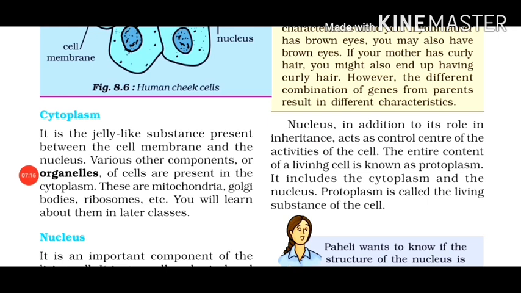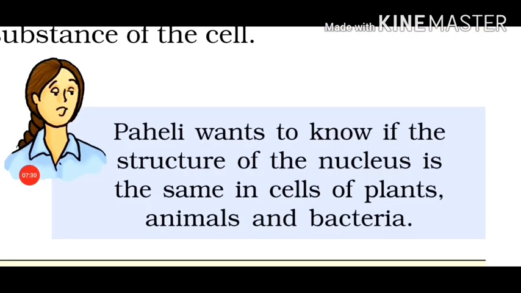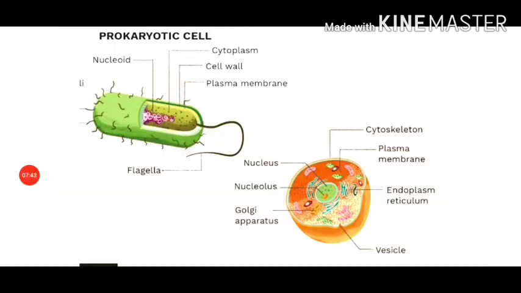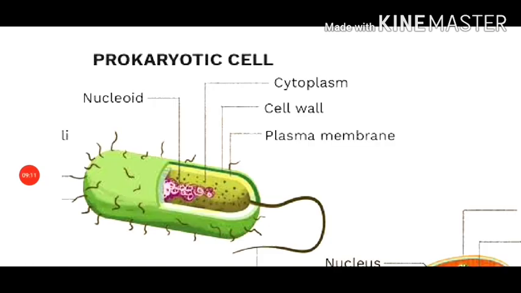The entire content of the living cell is called protoplasm. Protoplasm includes the cytoplasm and the nucleus. So protoplasm is called the living substance of the cell. Here, Paheli wants to know something from you. She wants to know if the structure of the nucleus is the same in cells of plants, animals, and bacteria. The answer to this question is no.